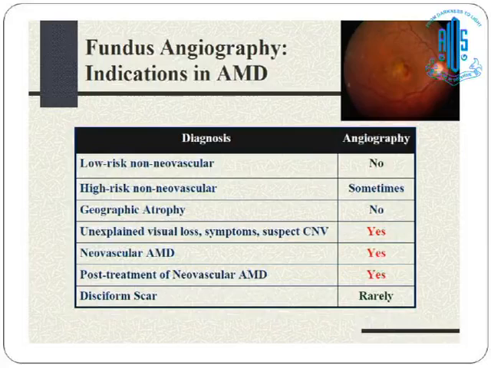Now, coming to the indications in various AMD disorders, the angiography has to be done in unexplained visual loss, symptomatic patients, and suspected CNVM or neovascular AMD, or post-treatment of neovascular AMD for studying the course of the disease, or we have to decide the course of retreatment based on the angiography sometimes.